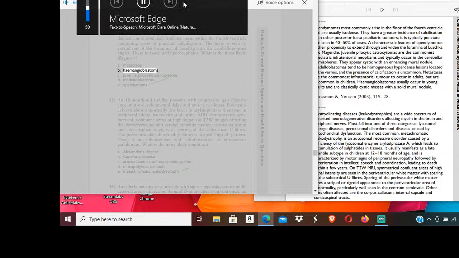A. Metastasis. B. Hemangioblastoma. C. Juvenile pilocytic astrocytoma. D. Medulloblastoma. E. Ependymoma.